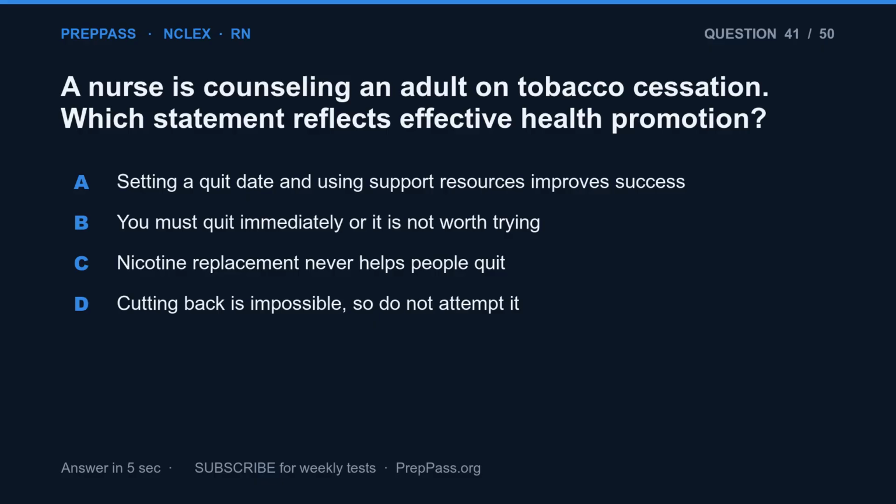Question 41. A nurse is counseling an adult on tobacco cessation. Which statement reflects effective health promotion? A. Setting a quit date and using support resources improves success. B. You must quit immediately or it is not worth trying. C. Nicotine replacement never helps people quit. D. Cutting back is impossible, so do not attempt it.